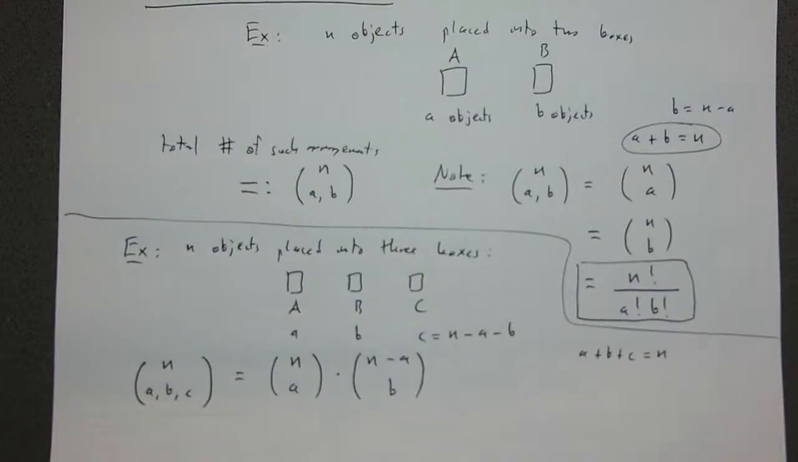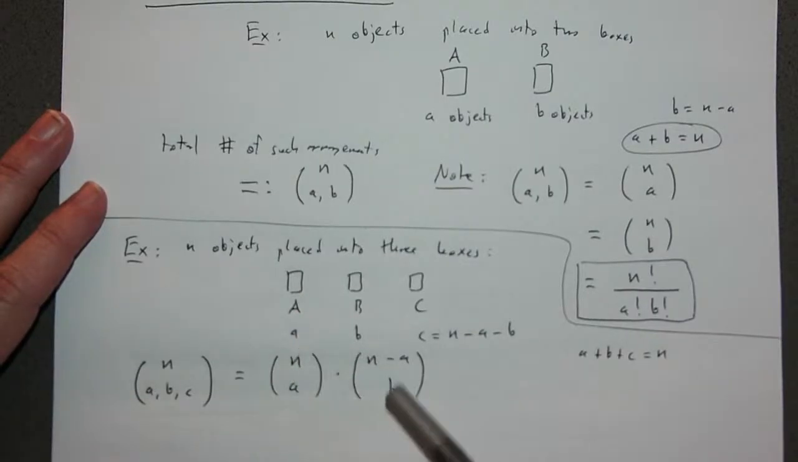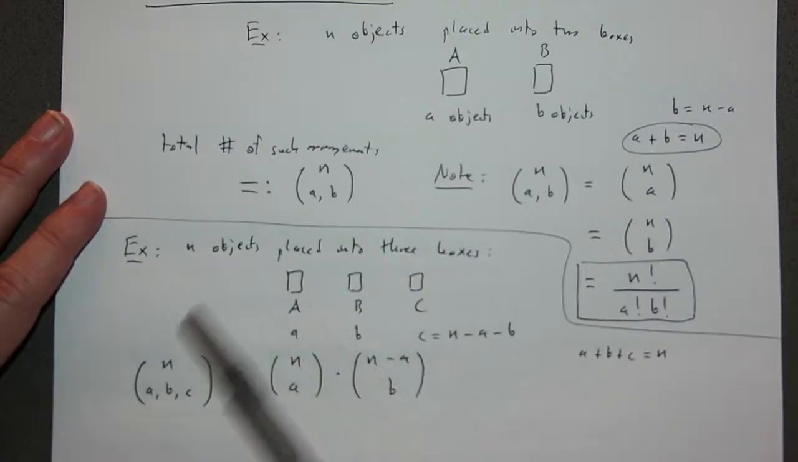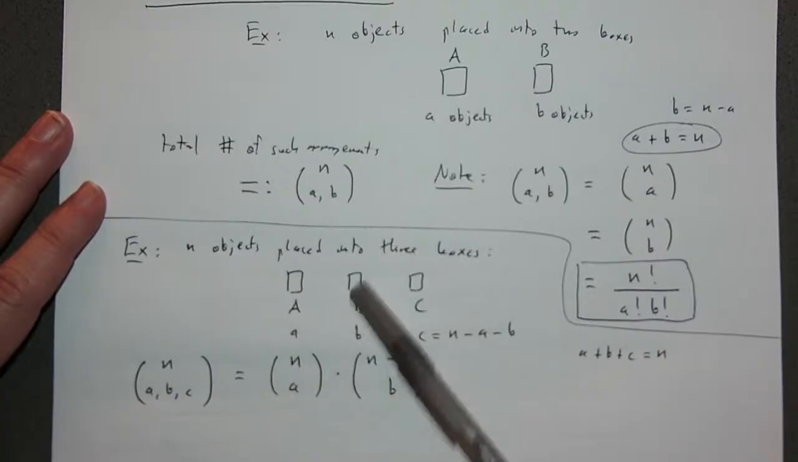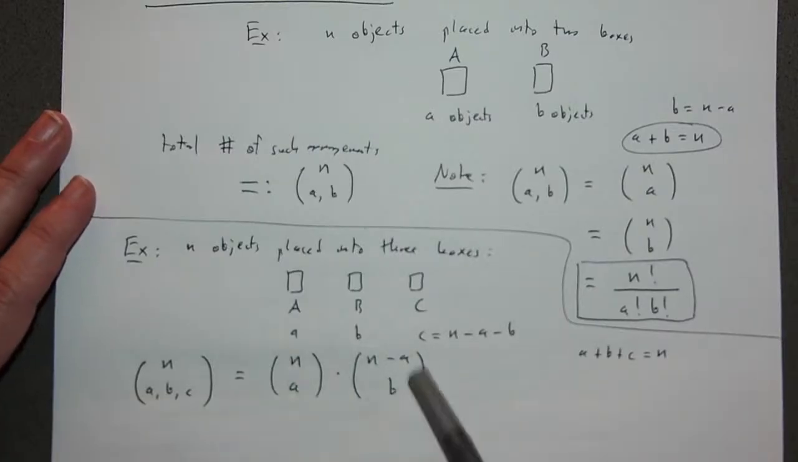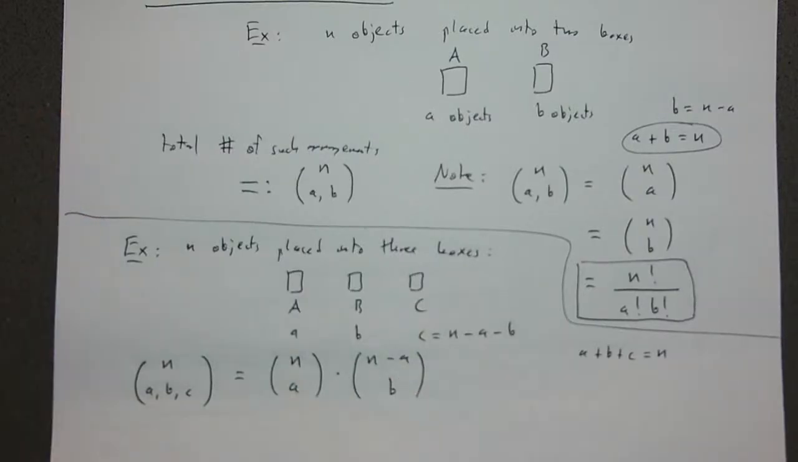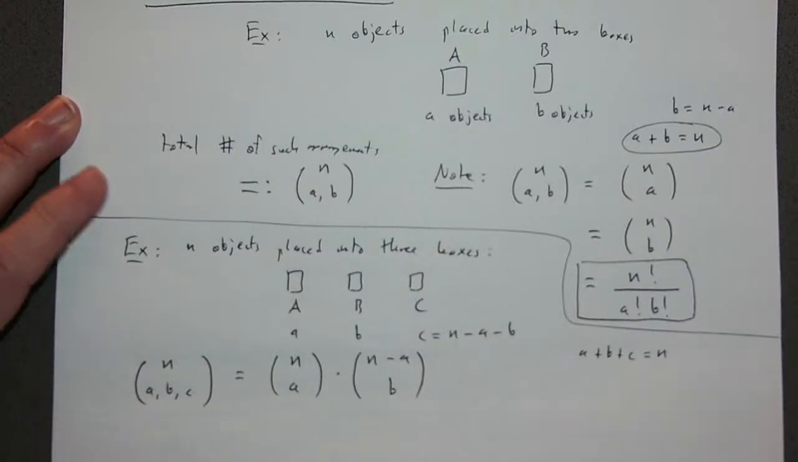Once I've selected how many I'm putting in box A, that's the first step. Then from the remainder, if I put little a objects into box A, then there are n minus little a objects left. I place B of those into box B. Then I'm placing C of those, however many are left after this step. C of those get placed in box C automatically. There's nothing else to do, so there's no choice here. So nothing is contributing to this count anymore.